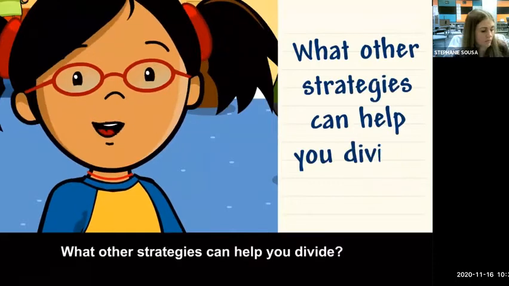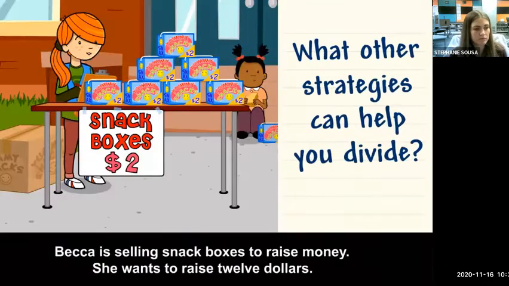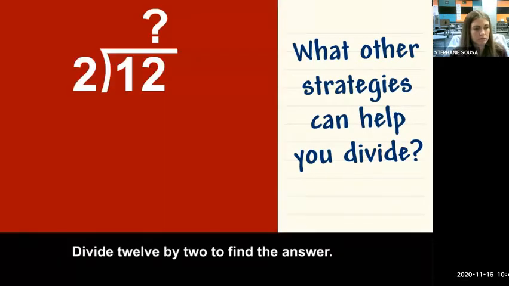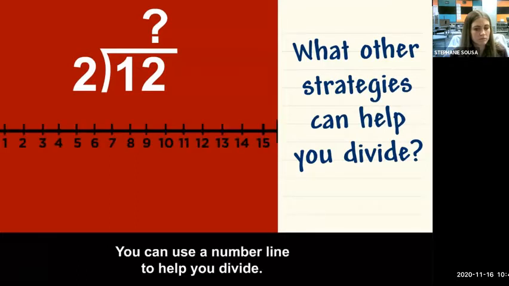What other strategies can help you divide? Becca is selling snack boxes to raise money. She wants to raise $12. How many boxes does she have to sell? Divide 12 by 2 to find the answer.